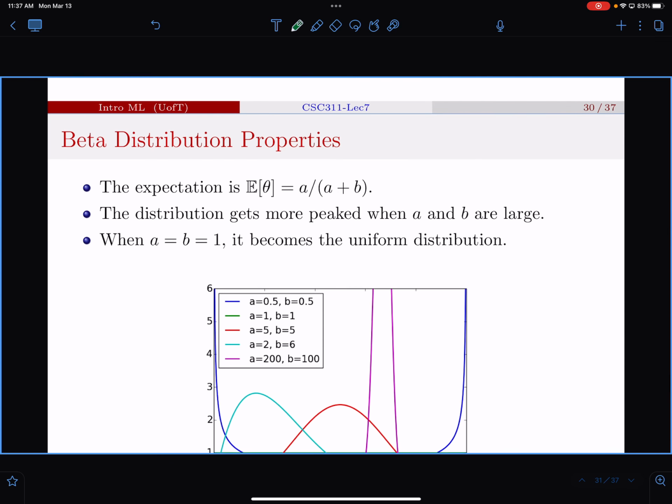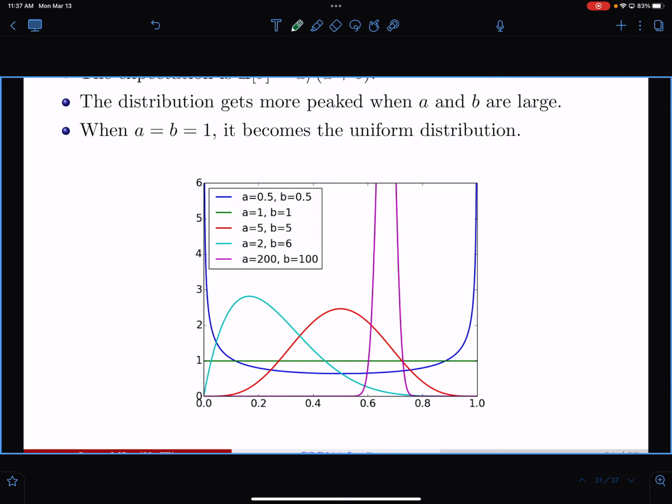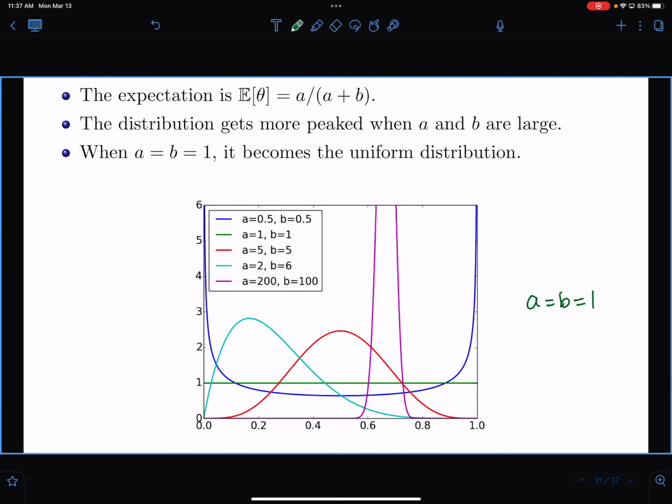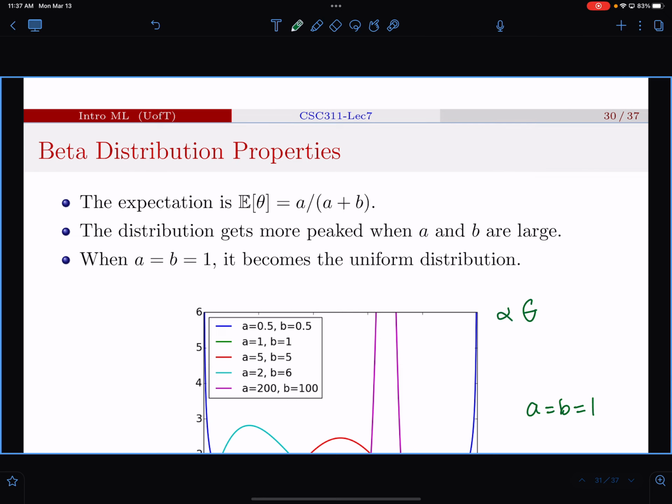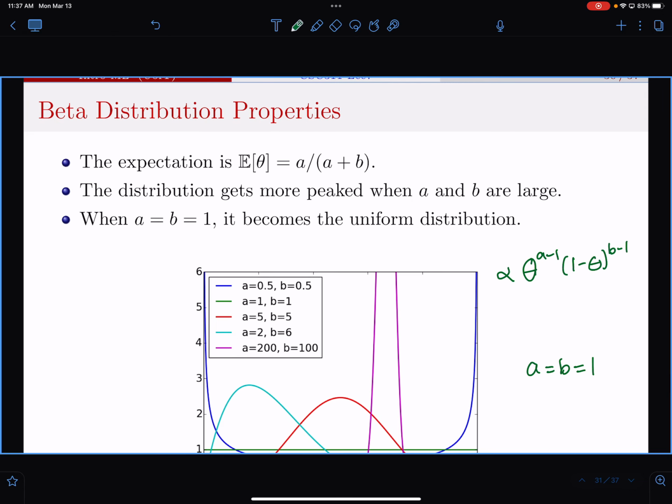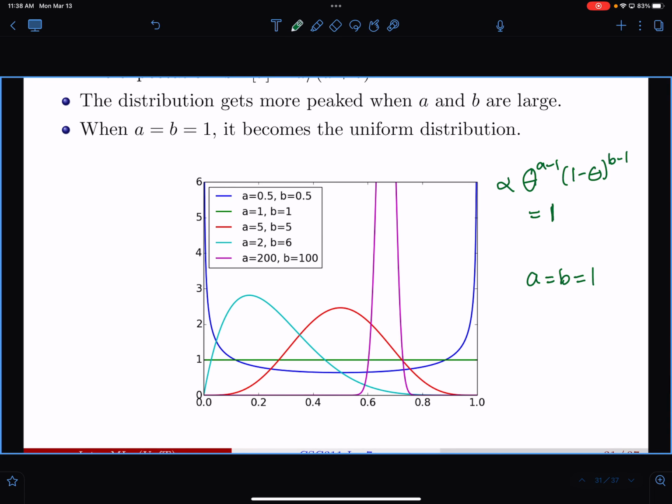So let's look at what the beta distribution looks like for various choices of A and B. One particularly interesting case is when A equals B equals 1. If you go back to the previous slide, we have theta^(A-1) times (1 minus theta)^(B-1). If you plug in A and B equal to 1, we get theta to the 0 times (1 minus theta) to the 0, and that's just equal to 1. So this is a uniform distribution over the choices of theta.